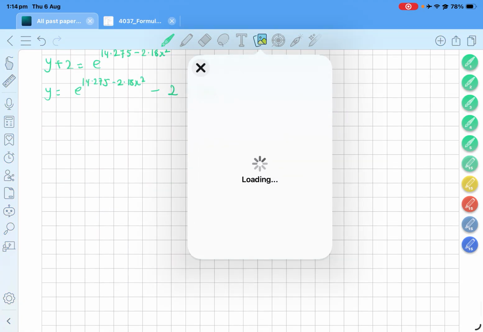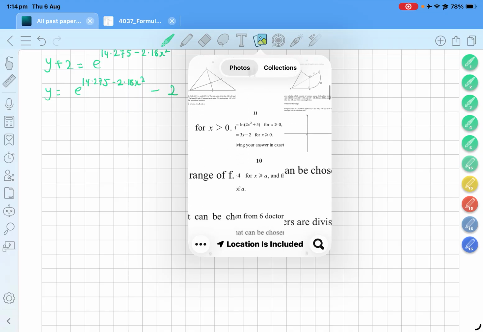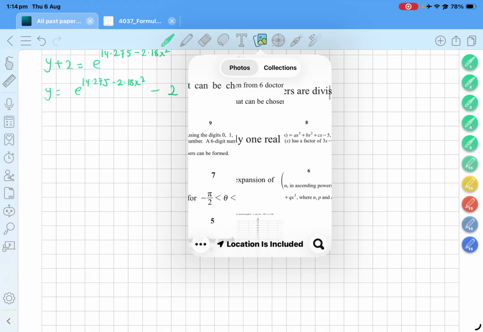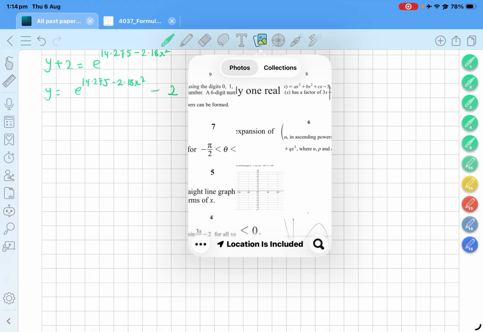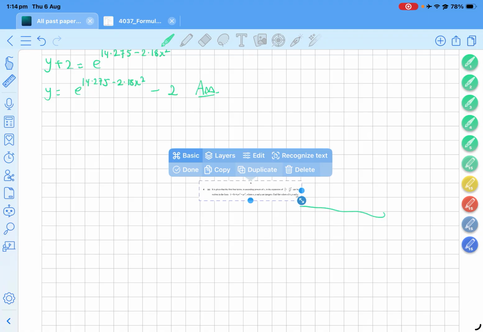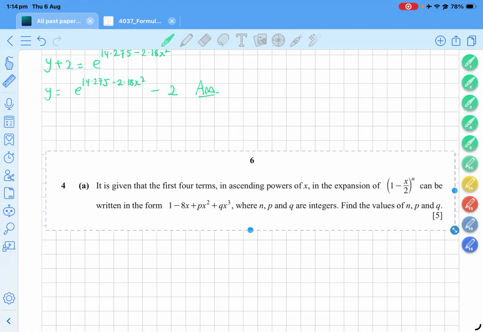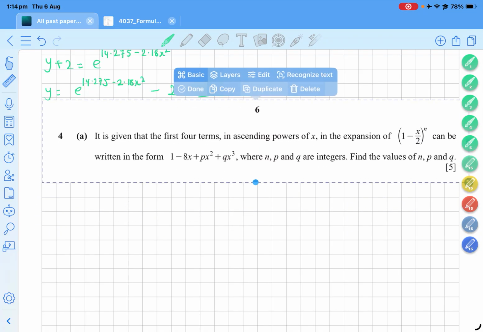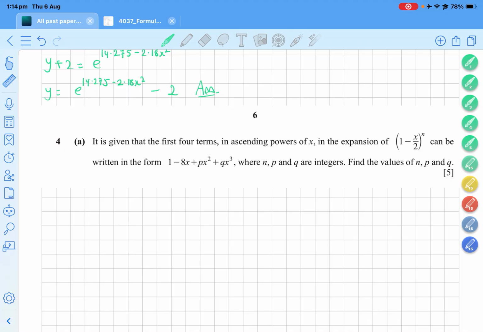Okay, let's move on to question number 4. Where is question 4? I think it's this one, yeah. 4a, what does it say? So another 5 marks, interesting. The first 4 terms can be written in this form. What is the value of n and p and q? So what is your first instinct going to be?